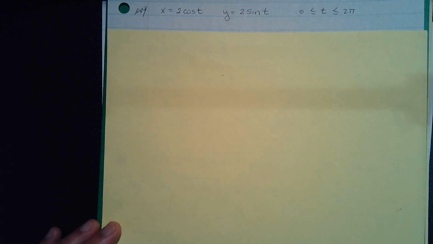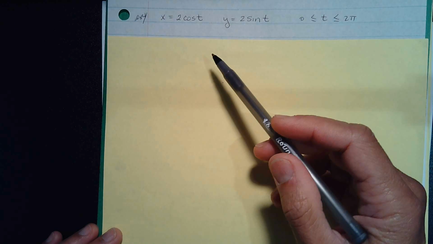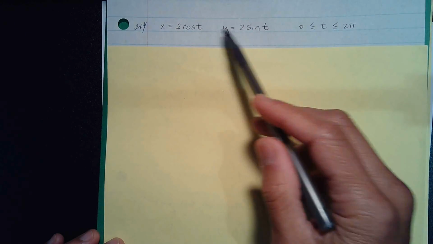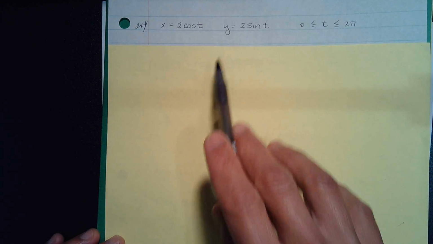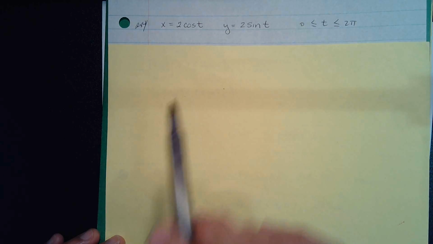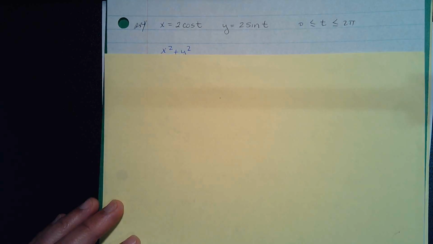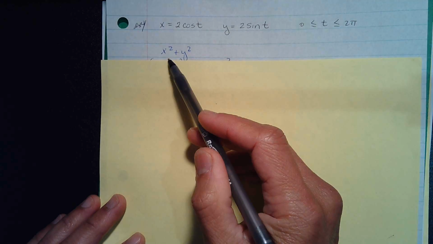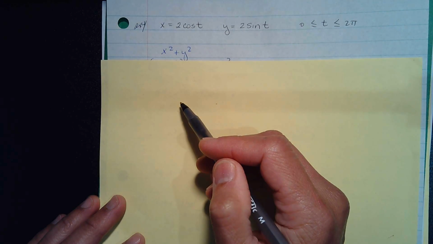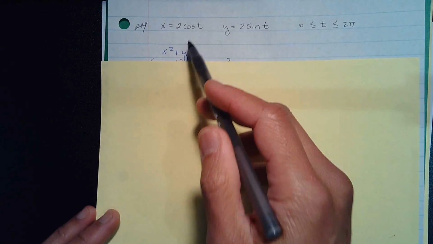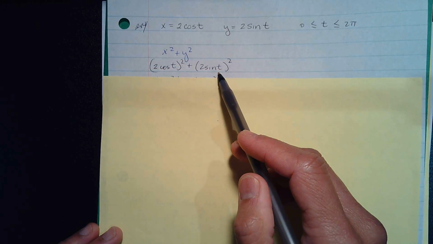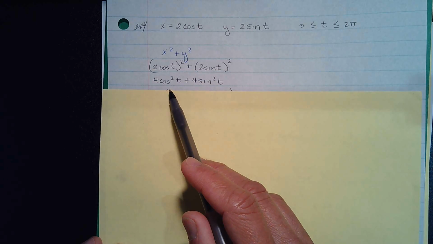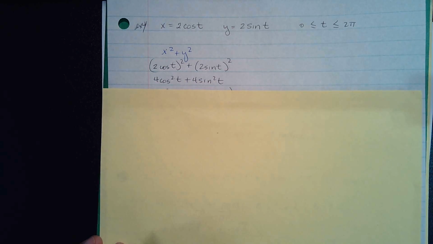Here we're going to do the same thing. We're going to eliminate the parameter, meaning the t. So in this case, it's going to be difficult for both. But what we're going to do with trig functions is if we can square it, even better. So I'm just going to take x squared plus y squared. Because when I substitute 2 cosine t in for x and 2 sine t in for y, we're going to get 4 cosine squared t plus 4 sine squared t.